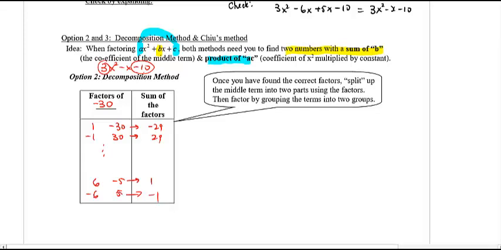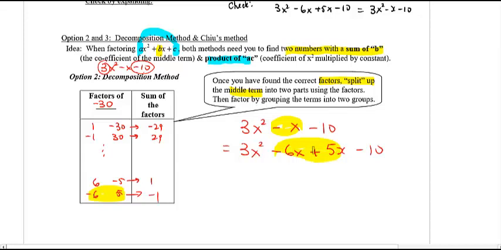Here are the correct factors. So split up the middle term. So watch what I mean by that. So 3x squared minus x minus 10. I can split that up into 3x squared minus 6x plus 5x minus 10. Notice that negative x got split up into negative 6x plus 5x. Okay, that's what they call decomposing or decomposition.